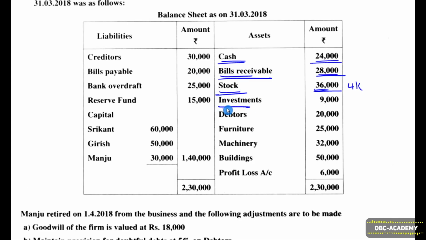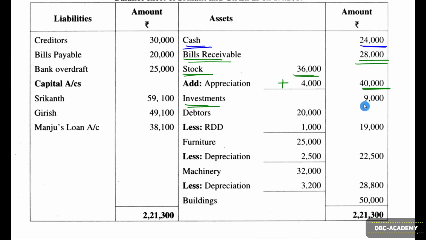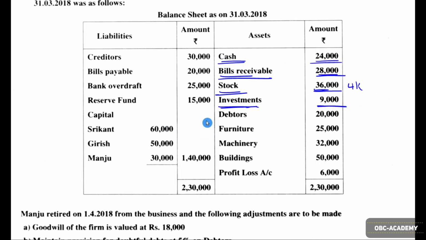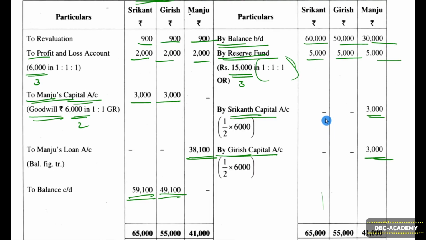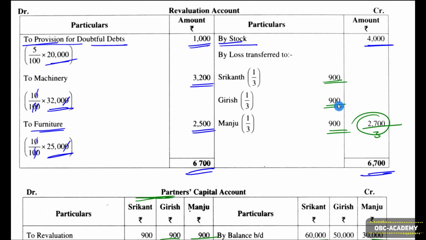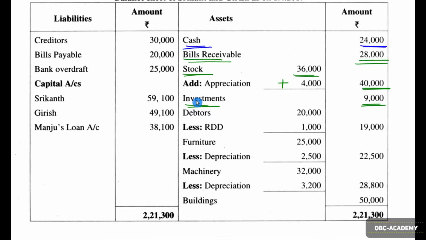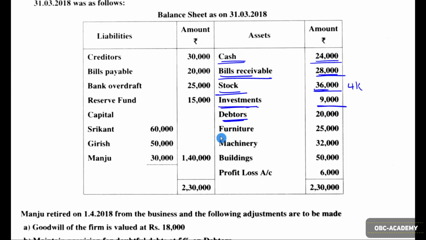Next, investment nothing is to be changed, 9,000. So 9,000 investment, 9,000 rupees. Next, debtors has to be changed. You'll get from revaluation account. So here you have a revaluation account subtracted amount, the 1,000 rupees. So this 1,000 has to be subtracted as a reserve for doubtful debts. So we'll enter that. Debtors 20,000 less reserve for doubtful debts minus 1,000. If you subtract, 19,000.